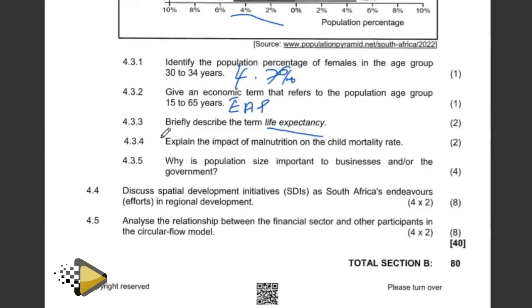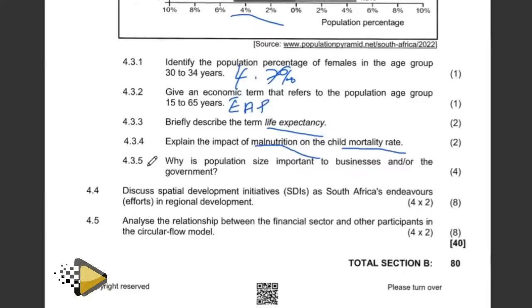Okay, now let's check 4.3.4. Explain the impact of malnutrition on the child mortality rate. The moment there is malnutrition, it means there's not a proper diet for those kids. So the higher the malnutrition rate, the higher the mortality rate. When a lot of kids are not eating a balanced diet, that is going to cause higher percentages in terms of the mortality rate.